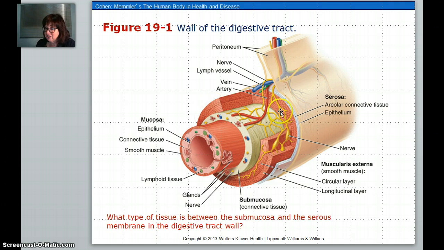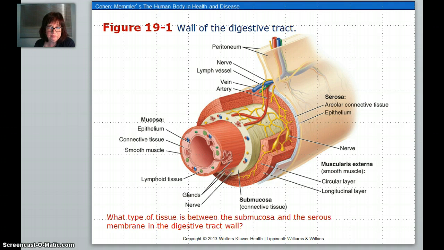All this has nervous control. Your parasympathetic nervous system actually stimulates the digestive tract, and this is the part of the rest and digest. Your sympathetic nervous system will stop the digestion. That's why you shouldn't eat half an hour after swimming, because your stomach will cramp up. Then you have the serosa on the outside, and this is connective tissue and epithelium, which is covering tissue.